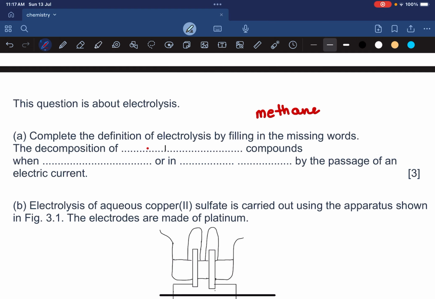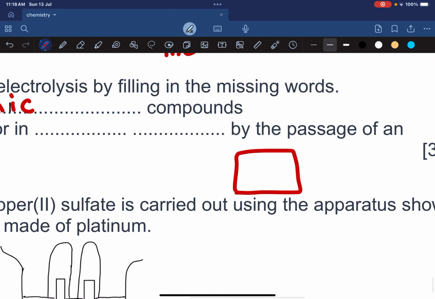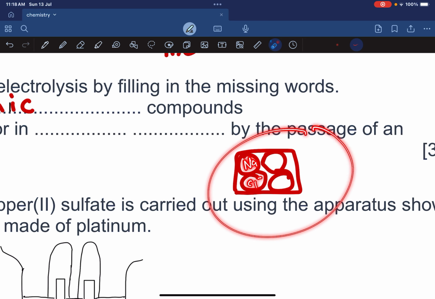So for electrolysis, you need an ionic compound. The decomposition of ionic compounds when molten or in aqueous state by passage of an electric current. Because you cannot in a solid state, for example, this is NaCl in a solid state, so all the Na+ ions and the Cl- ions are in fixed positions, they cannot move. And when your ions cannot move, these ions cannot carry current. If they cannot carry current, no electrolysis can be performed.